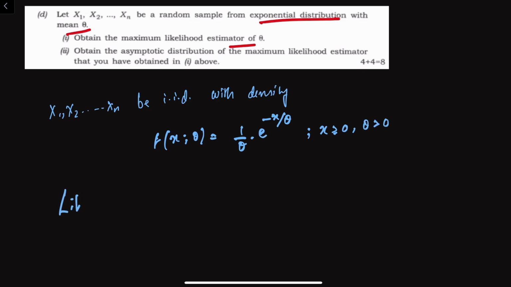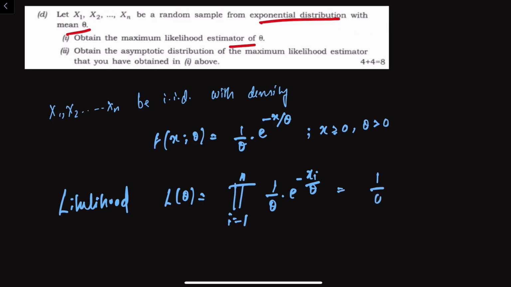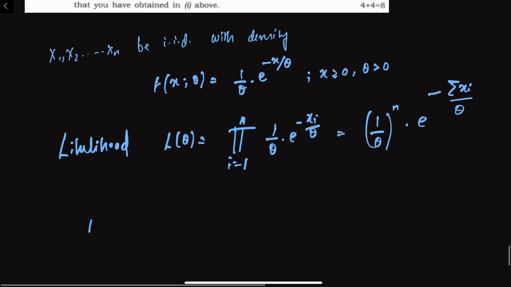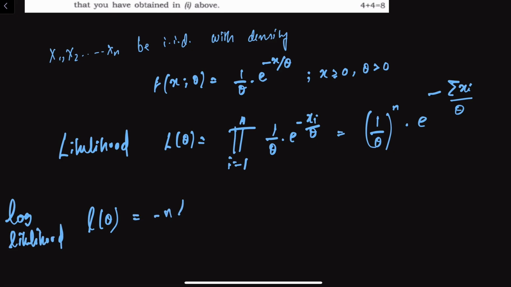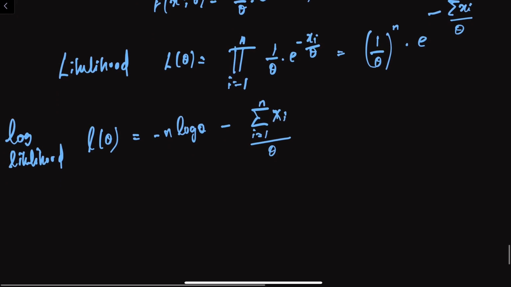If we find the likelihood here, the likelihood L of theta is the product of these densities, i equals 1 to n, 1 by theta into e to the power of minus xi by theta, which is nothing but 1 by theta whole to the power of n into e to the power of minus summation xi by theta. So the log likelihood will just be minus n log theta minus summation i equals 1 to n xi by theta.